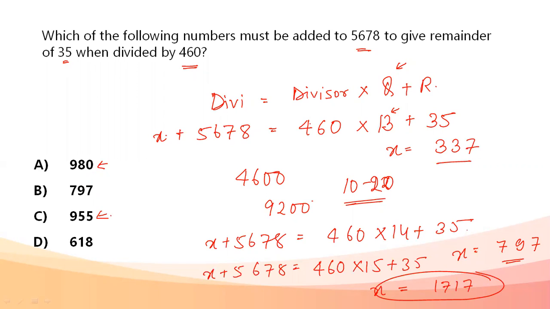So what number must be added to 5678 to get a remainder of 35 when divided by 460? My answer comes out to be option B, that is 797. In this question, the difficult part was not what to find to be added, but what needs to be multiplied. What was my quotient? That is what we need to find out.